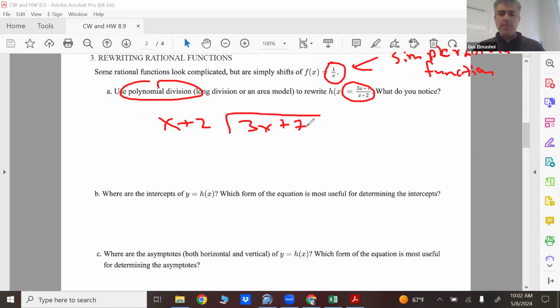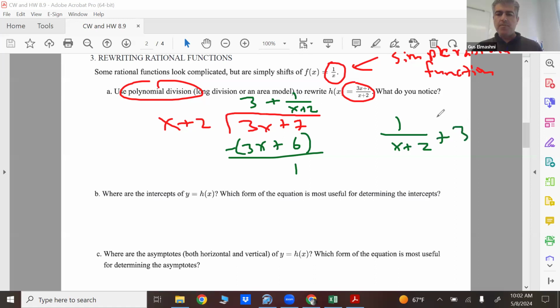Okay. How many times does x go into 3x? 3, right? So you get 3x plus 6. If I subtract it, what do I get? 1. So if your remainder is 1, you get this. So what does that become? That becomes the same thing as this here.